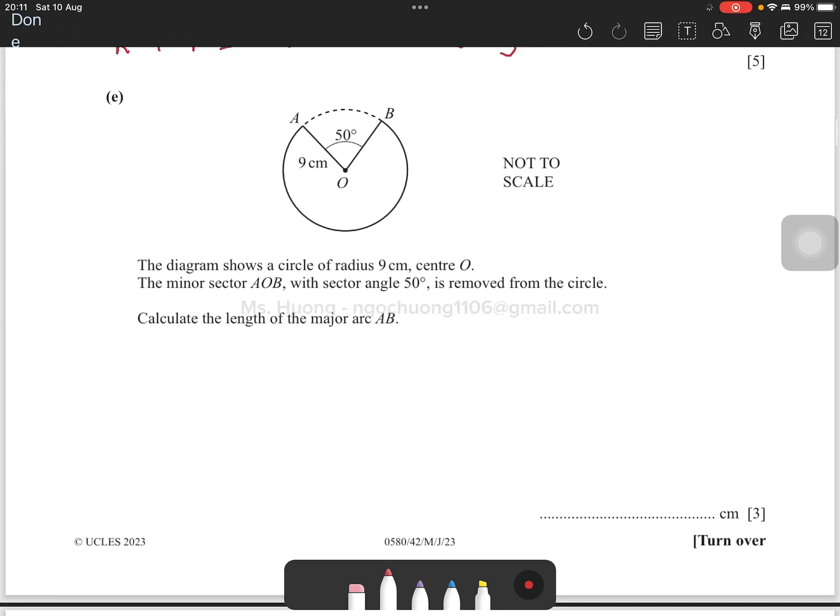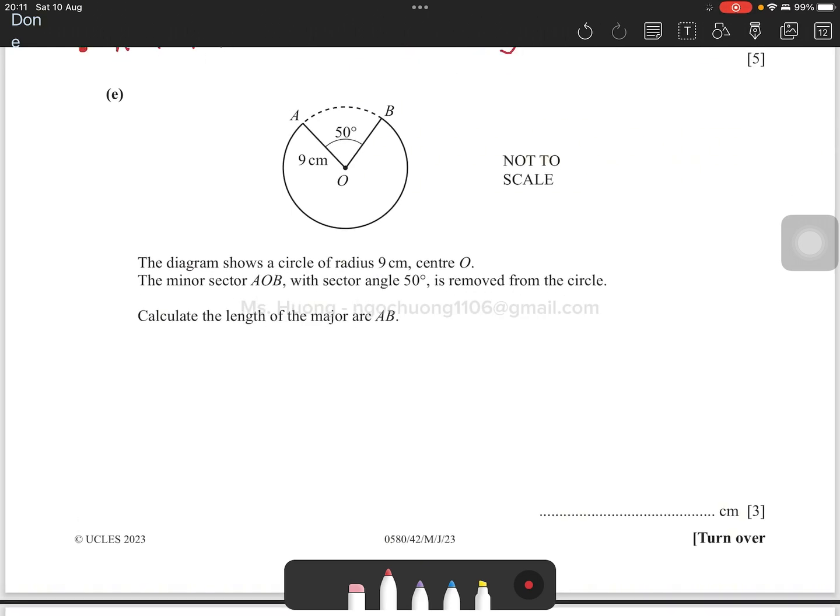E. The diagram shows a circle of radius 9 cm, center O. The minor sector AOB, this one, with a sector angle of 50 degrees, is removed from the circle. Calculate the length of the major arc AB, which means we want to find the length of this. This is the major arc AB.